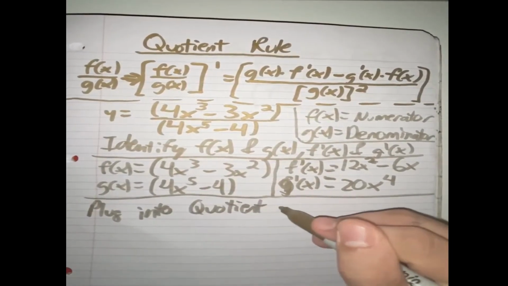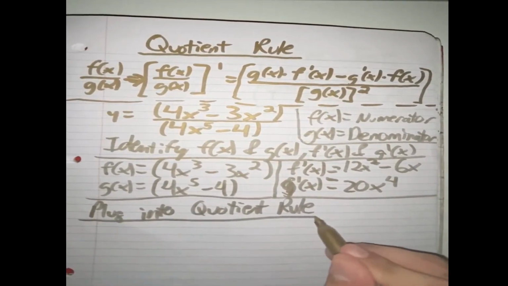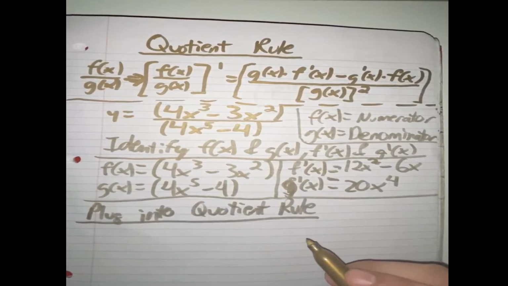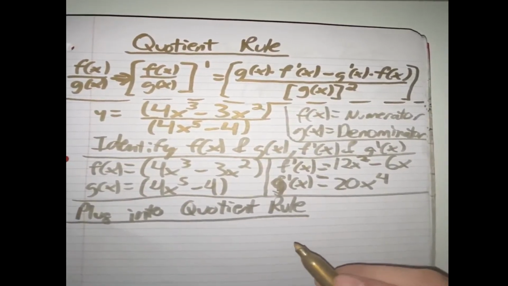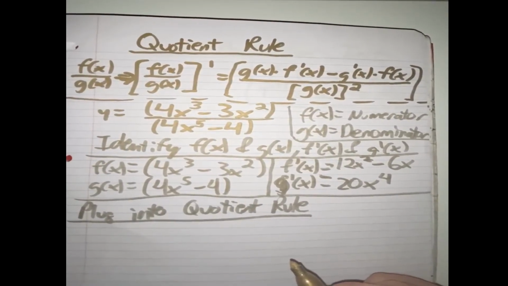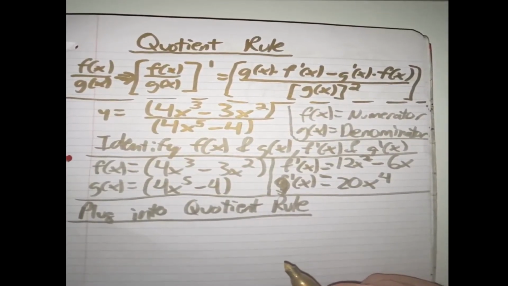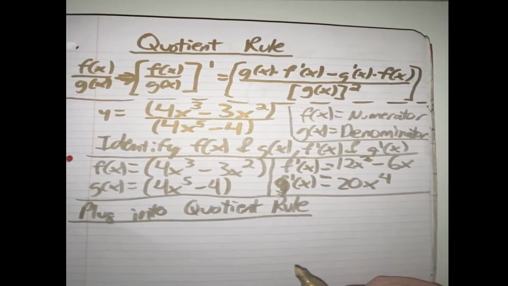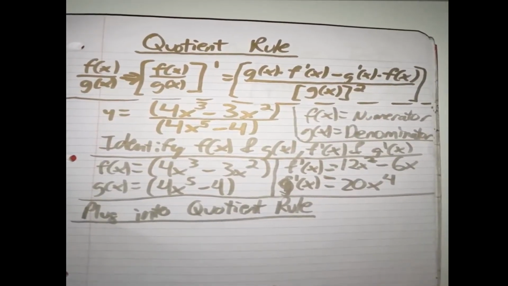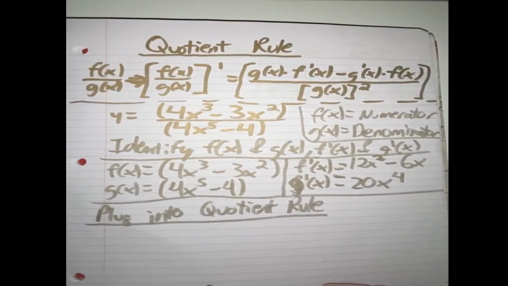And yeah, the quotient rule, it's a lot of plugging in. So once you get used to calculus, what I would actually recommend is to try to avoid using the quotient rule. Use the chain rule or product rule. But if you have to use the quotient rule, well, you have to know how to apply it. So in this case, we have to use the quotient rule, so we're going to use it.